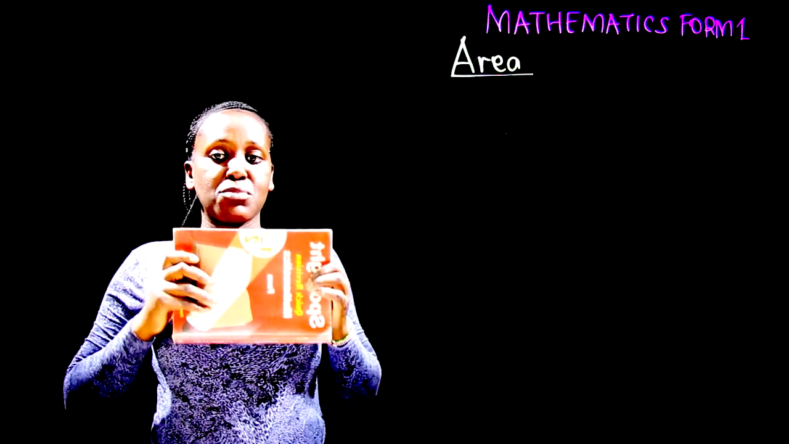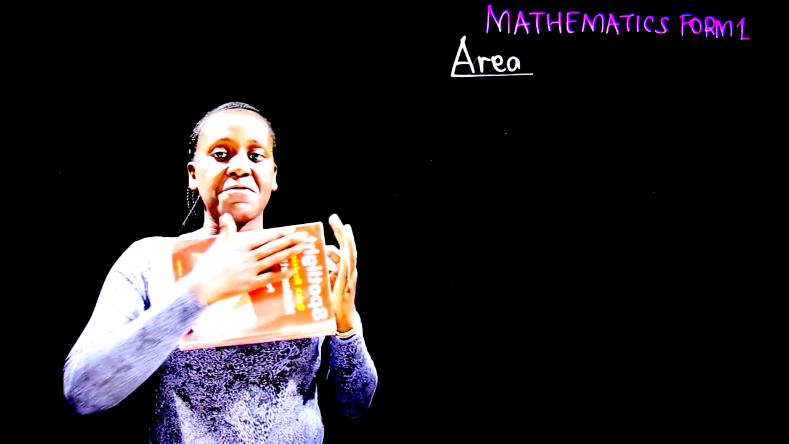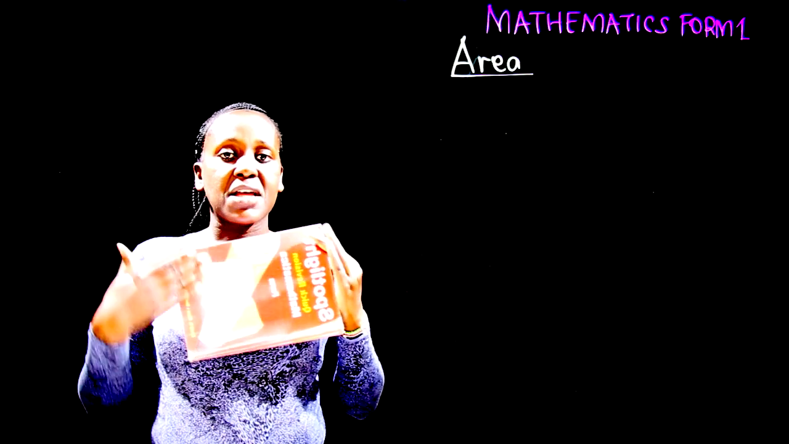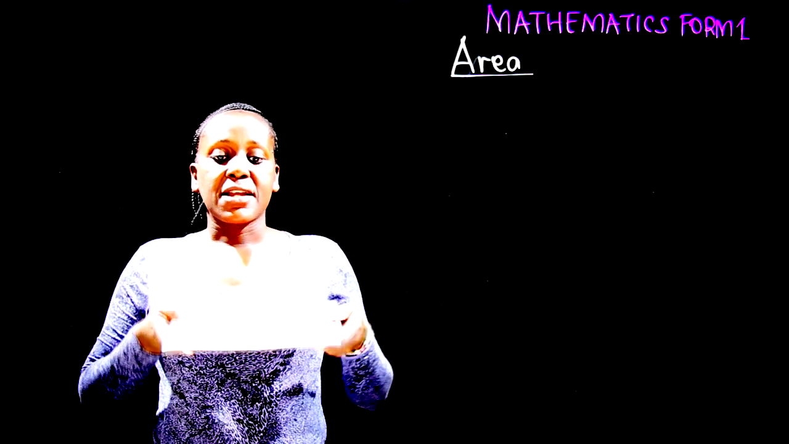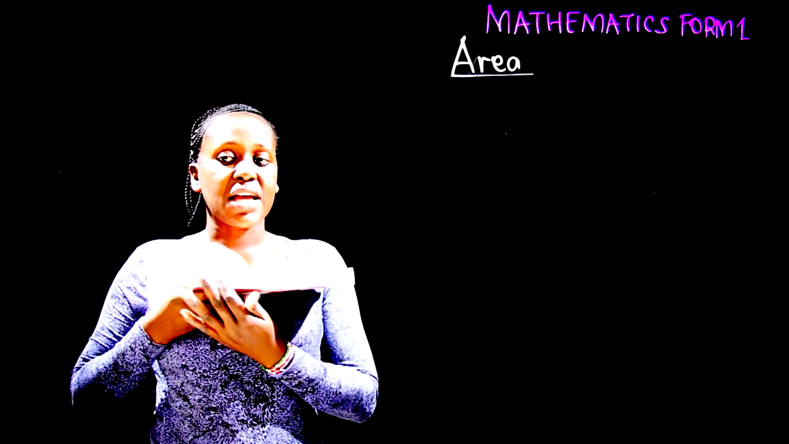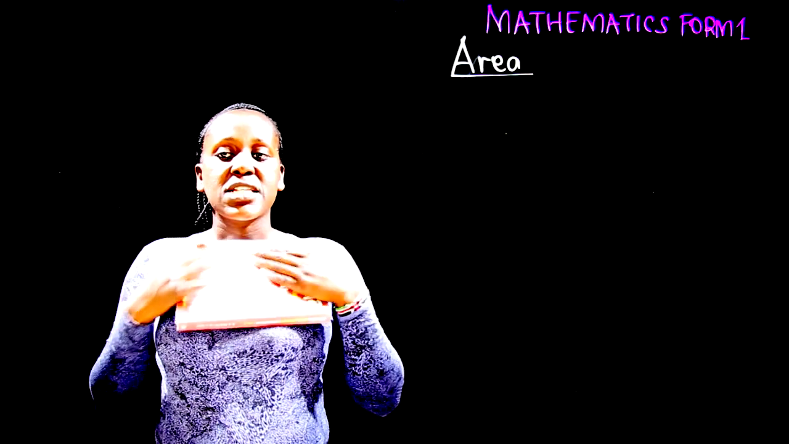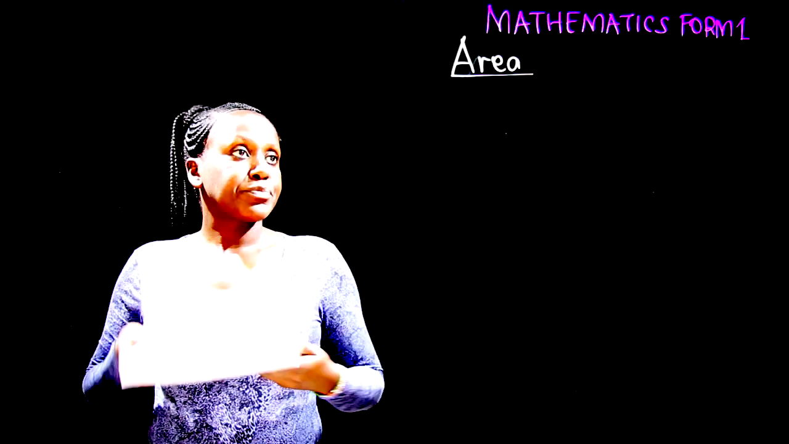If you look at this book, we have the cover of this book. So the whole of this surface represents the area of this side of the book. If you look at this side, the whole of this represents the area of this side. So like you can see, this area is bigger than this area.